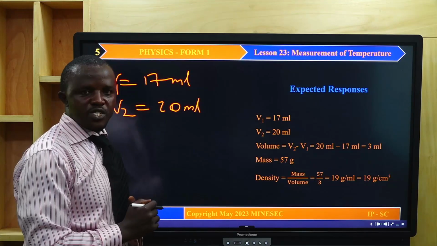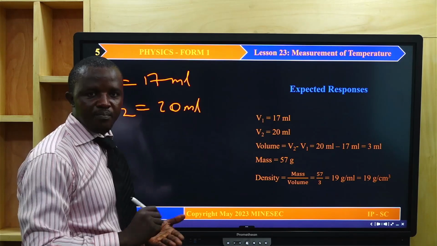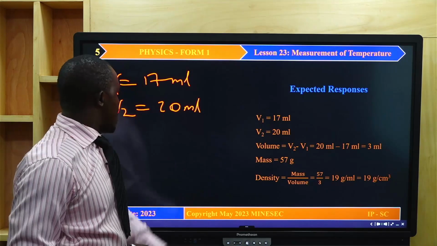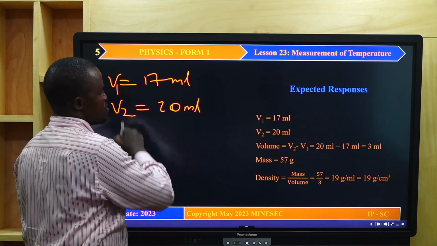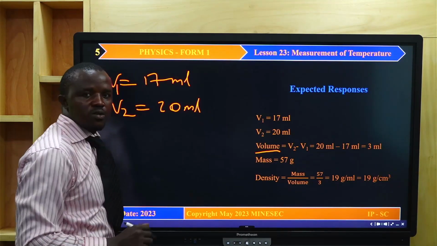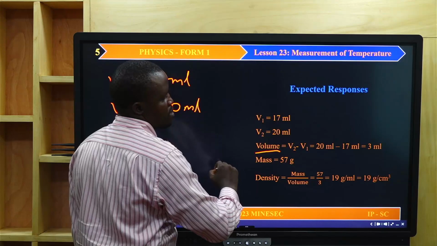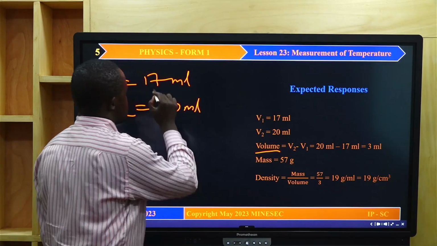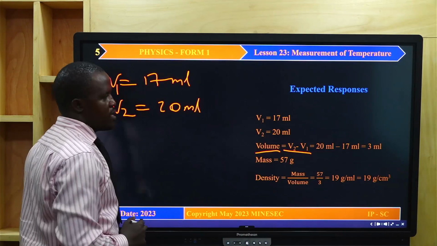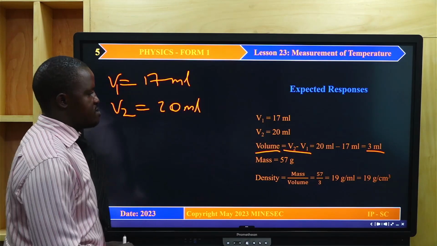And as I encourage at the beginning of most of the lessons that I present, that you have writing material, like a pen, a piece of paper, or a book, a calculator, and a ruler if need be, so that you can follow up and understand. Okay, so the purpose of these two readings is to help us calculate the volume that we need to do our calculation with. That we obtain by subtracting the initial volume from the final volume. In this case, it is 20 minus 17, V2 minus V1, and the result is 3 milliliters.